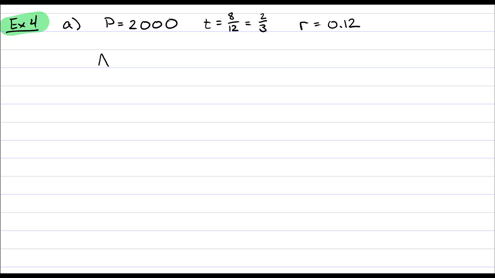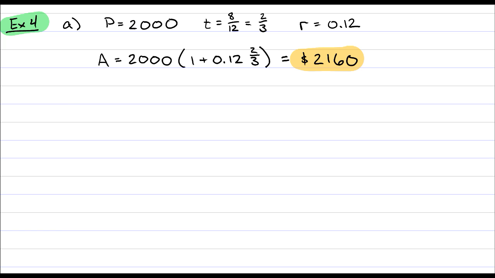So the amount of money that Betty owes at the end of this 8 months is A equals 2,000 times 1 plus 0.12 times 2 over 3. So when I calculate that, I end up with $2,160. That's the amount that Betty will have to pay back at the end of the 8 months.